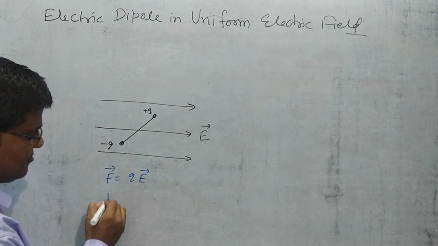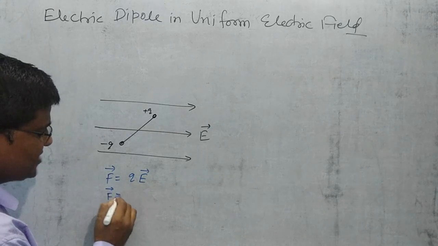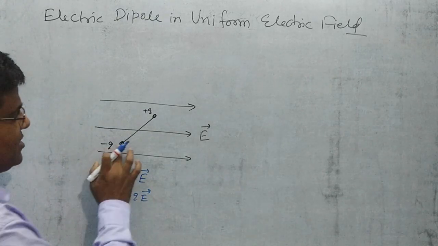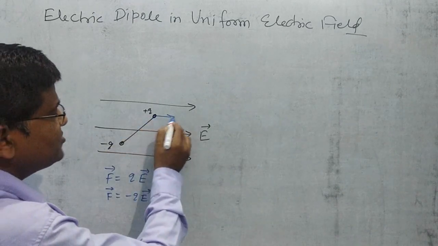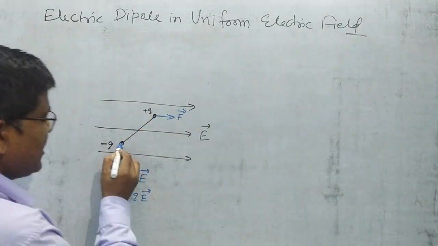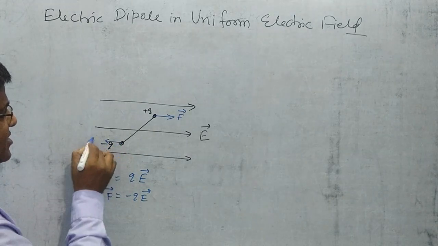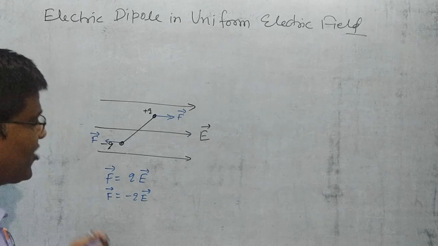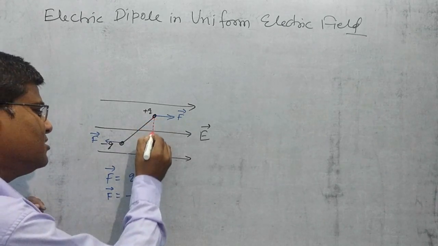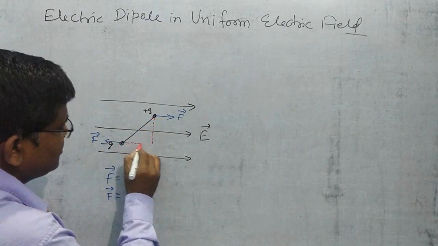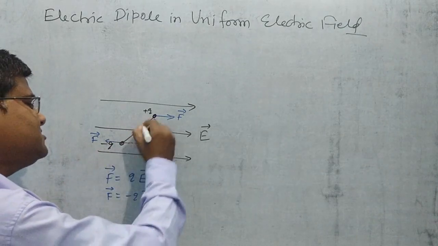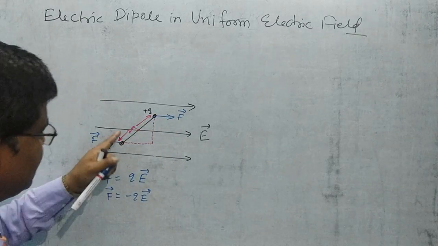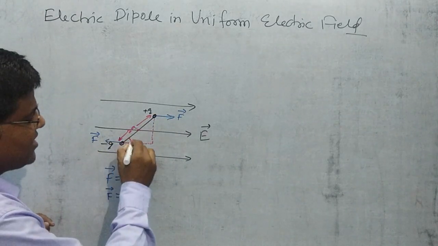If the charge is positive, then force and electric field are in the same direction, and if the charge is negative, then force and electric field are in opposite directions. In this case the force acts like this, and in this case the force acts like this. Both are equal and opposite. I am drawing a perpendicular line, from here to here. This distance is 2a, and this angle is theta.